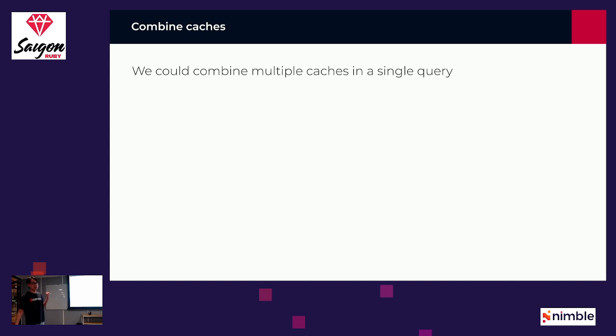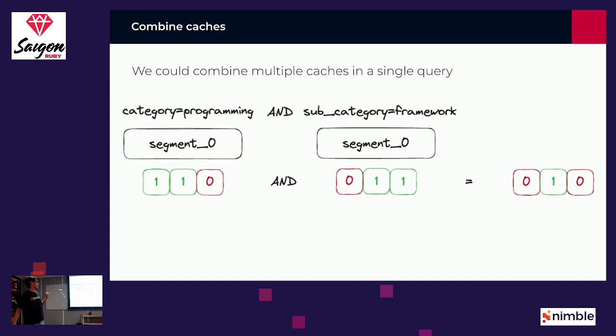And we could easily combine different caches. You could combine multiple caches in a single query. So for example, if you add 2 conditions, like category programming and then subcategory framework, and they have these caches. It's just a simple bitwise AND together because the segment length is the same, so the length of the two masks is the same. You just stack them on top of one another and then have the result. This is extremely efficient. You can do several bitwise operations really fast.